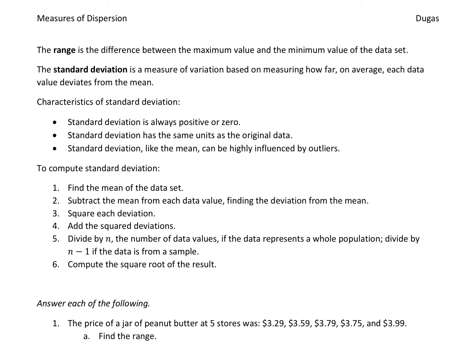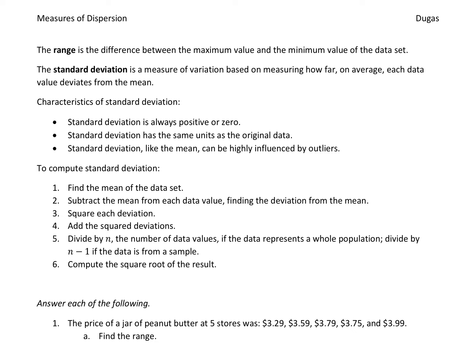To compute standard deviation, here are the steps that you will go through. First, since you're comparing everything to the mean, if they don't give you the mean of the data set, you need to find the mean. After that, you will subtract the mean from each data value. Then you're going to square that deviation. So the difference that you find, you're going to square it. That squaring makes every difference positive.